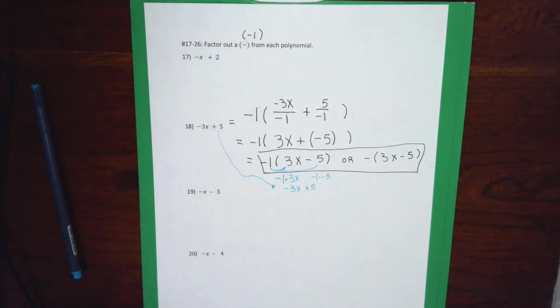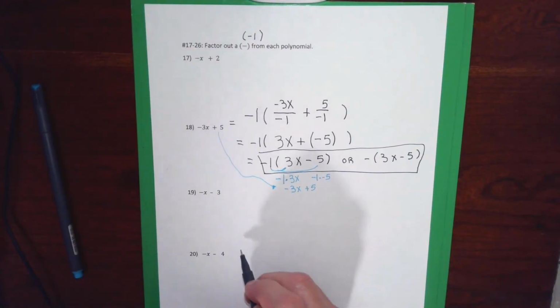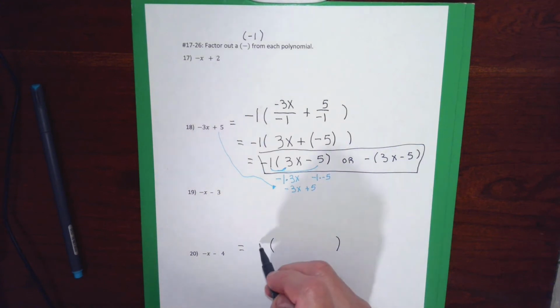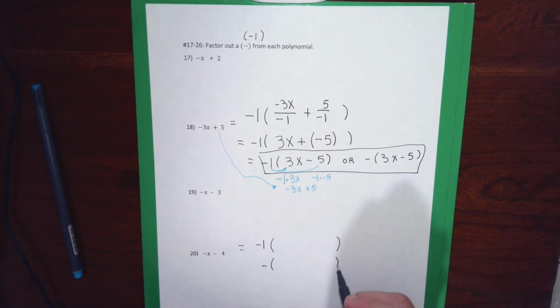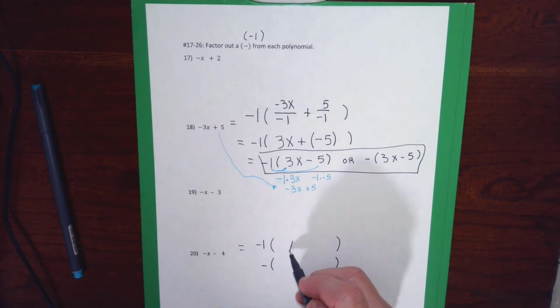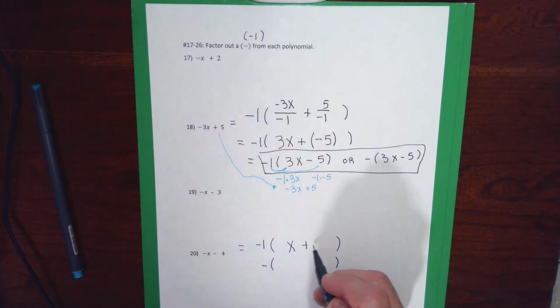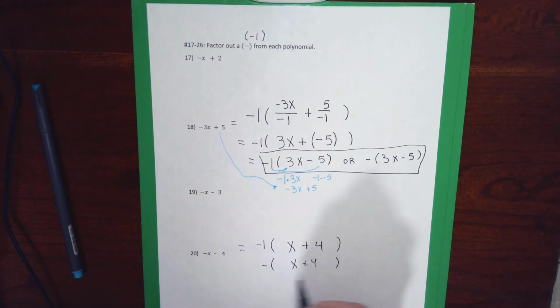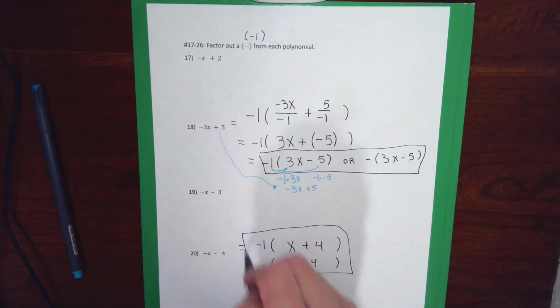So if I was working on problem 20 and factoring out a -1 or equivalently a negative, I would just write a parentheses, precede the parentheses with my preference of a -1 or just a negative sign, and inside the parentheses change the signs. -x goes to +x, -4 goes to +4. And that would be it. This would be completely factored. One simple, quick step.